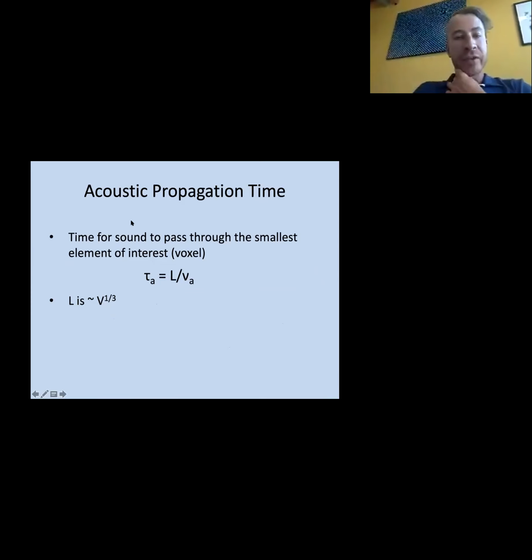The time for the sound to pass through that element of interest is one of the lengths, if you consider your voxel to be a cube, each side of the cube is L. So L over the speed of sound in that medium. Okay, that makes sense.